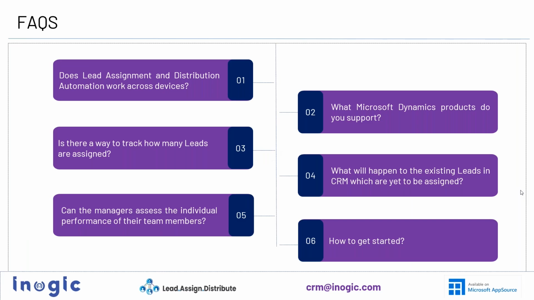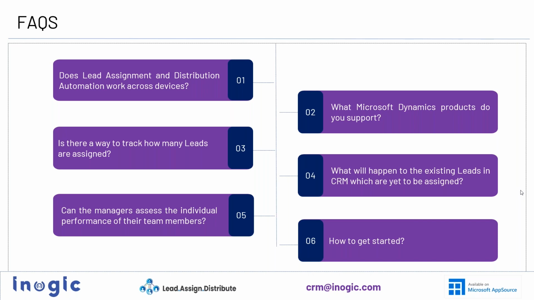Now, let's have a look at some of the frequently asked questions which I get when I'm demonstrating to prospects or configuring for customers. Does the lead assignment and distribution automation work seamlessly across devices, whether it's web, tab, or mobile? Second, what Microsoft Dynamics products do you support? Well, CRM version 9.x and above, Dataverse, and the deployment can be done online or even on premise.